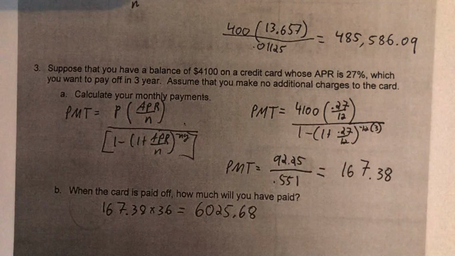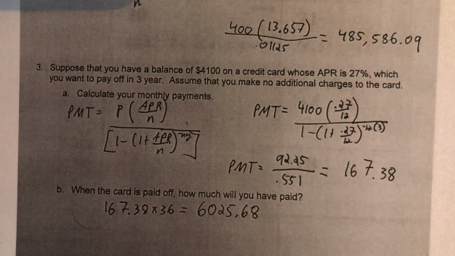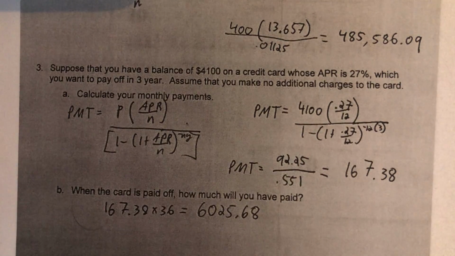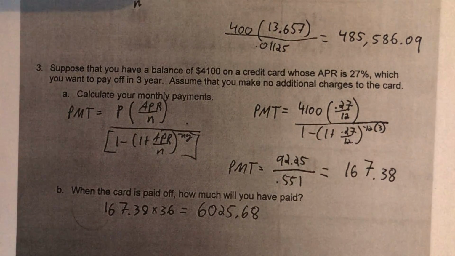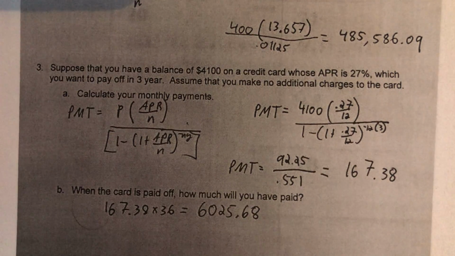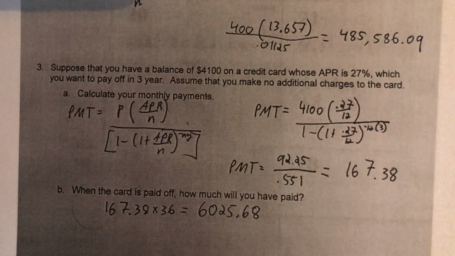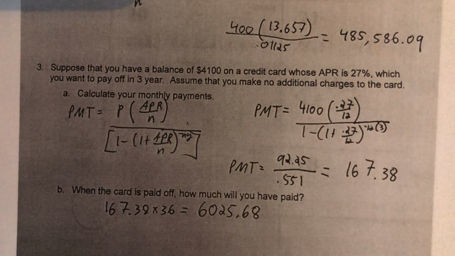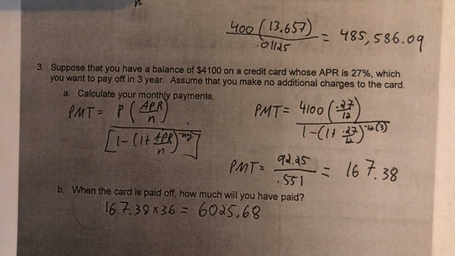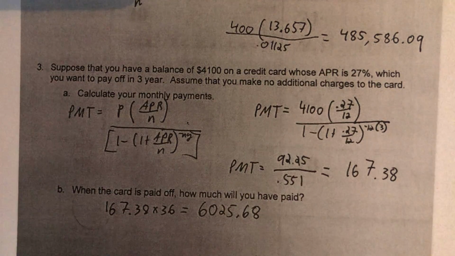Number three. We have a credit card, 27% interest, $4,100. We want to pay it off in 3 years. What's a monthly payment? So we're going to pull up our monthly payment formula. So the payment equals the principal times the interest rate divided by n over 1 minus parentheses 1 plus the interest rate divided by n raised to the negative n times years. So 4,100 times 0.27 divided by 12 over 1 minus parentheses 1 plus 0.27 divided by 12 to the negative 12 times 3.